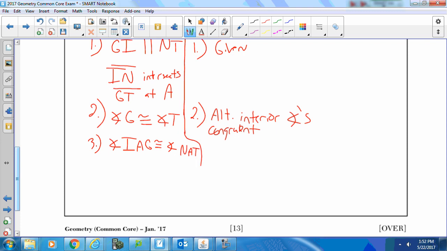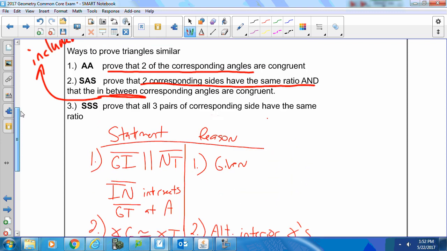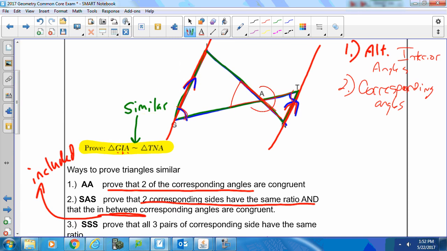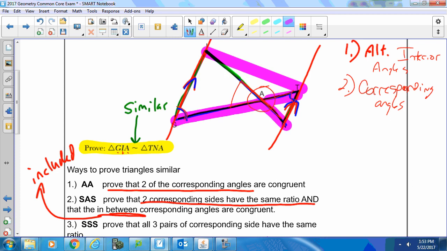All right. Now, the reason why you have to name that with three letters is because this angle in here, you can't just call that angle A. If you call that angle A, you could be talking about a couple different angles. You could be talking about this angle, or this angle, or this angle. So you can't just say angle A. That's why you can't do that.